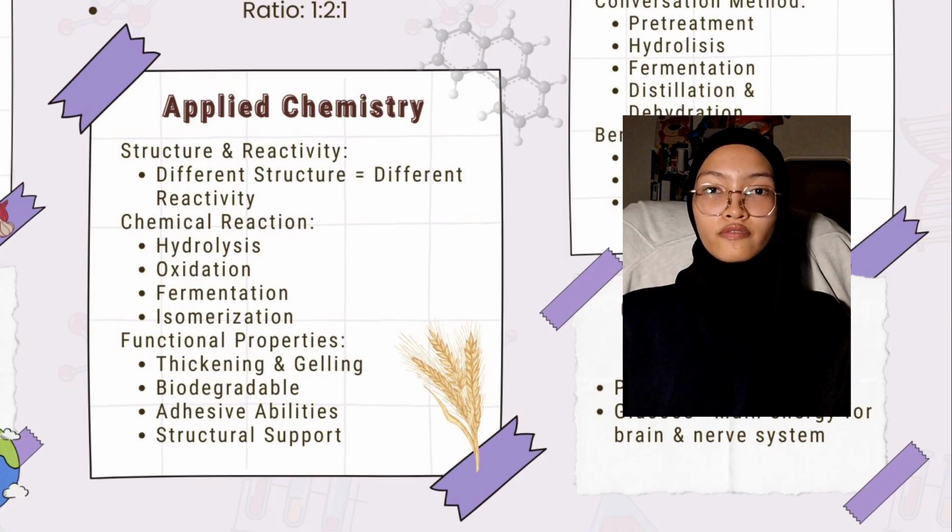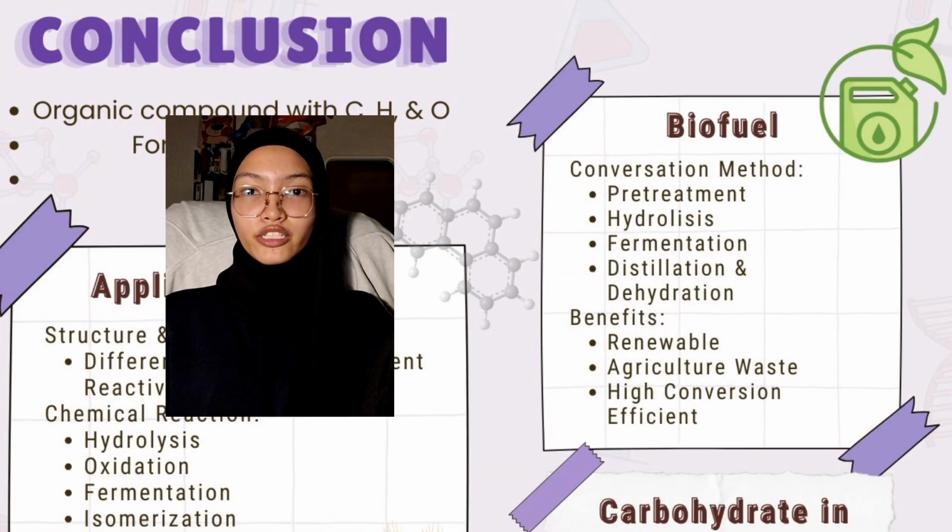They also serve important functional roles such as thickening, gelling, being biodegradable, and providing structural support. Carbohydrates also play a major role in biofuel production through pretreatment, hydrolysis, fermentation, and distillation, offering benefits such as renewability, use of agricultural waste, and high conversion efficiency.